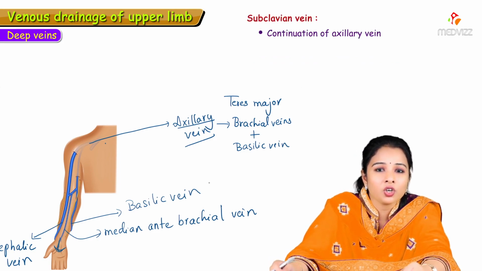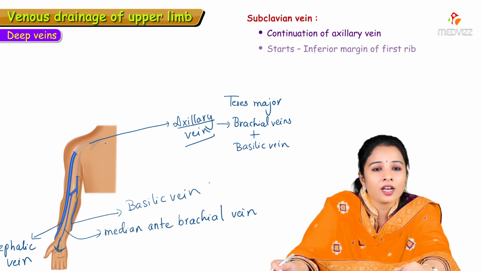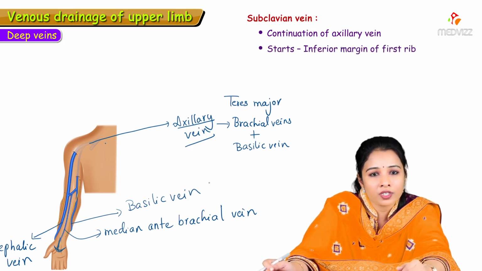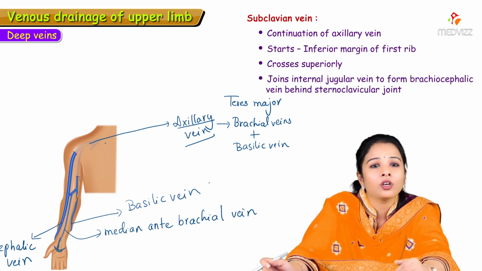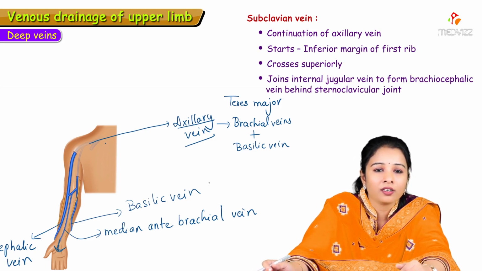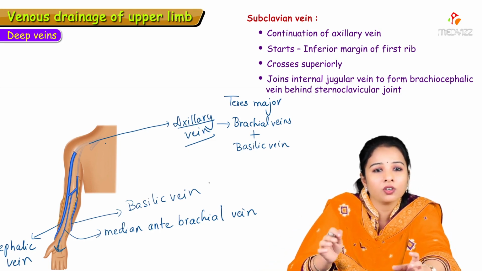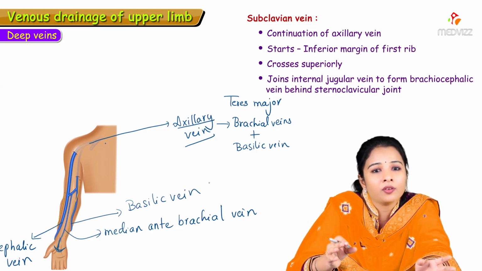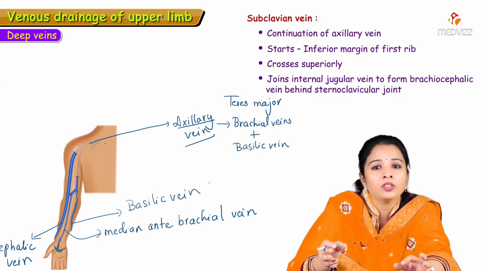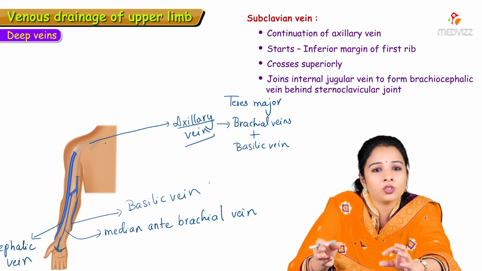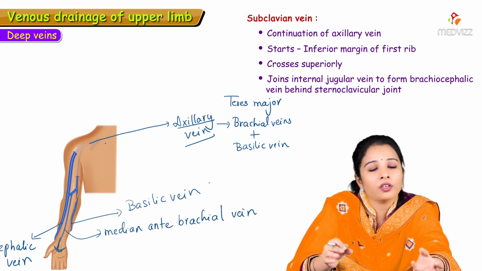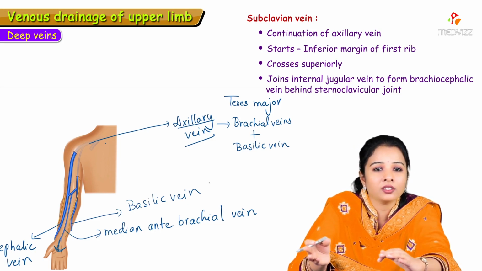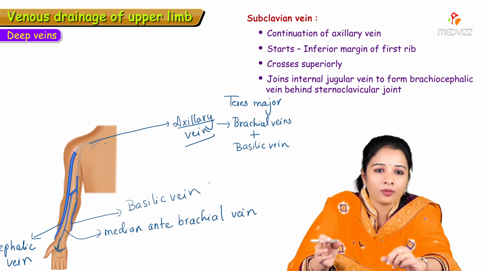It is a continuation of the axillary vein and it starts at the inferior margin of the first rib, crosses superiorly, and joins the internal jugular vein to form the brachiocephalic vein behind the sternoclavicular joint. So behind the sternoclavicular joint, the subclavian vein joins the internal jugular vein and terminates into the brachiocephalic vein. And the brachiocephalic vein finally drains into the superior vena cava.